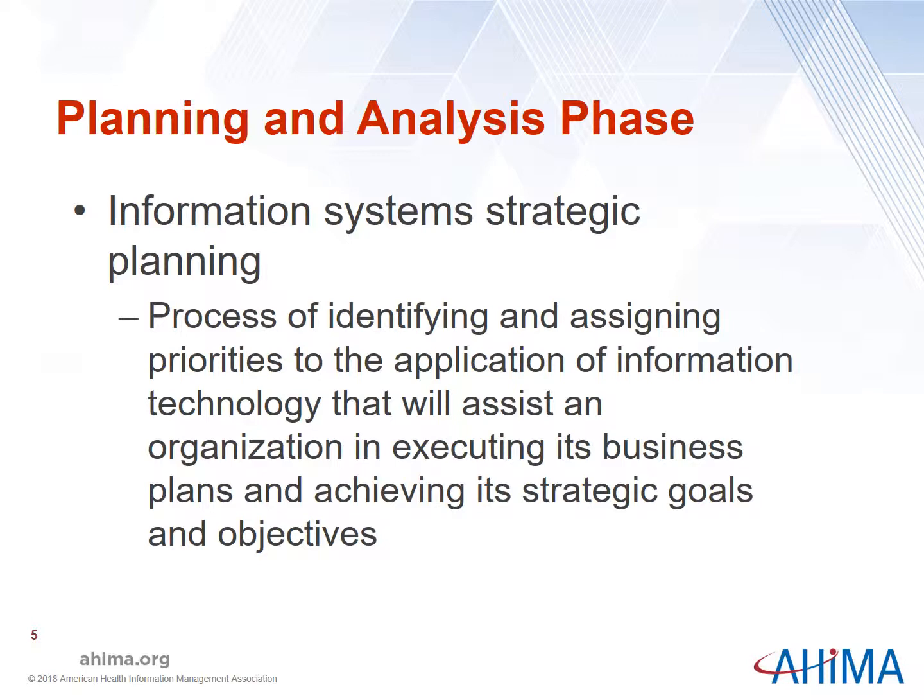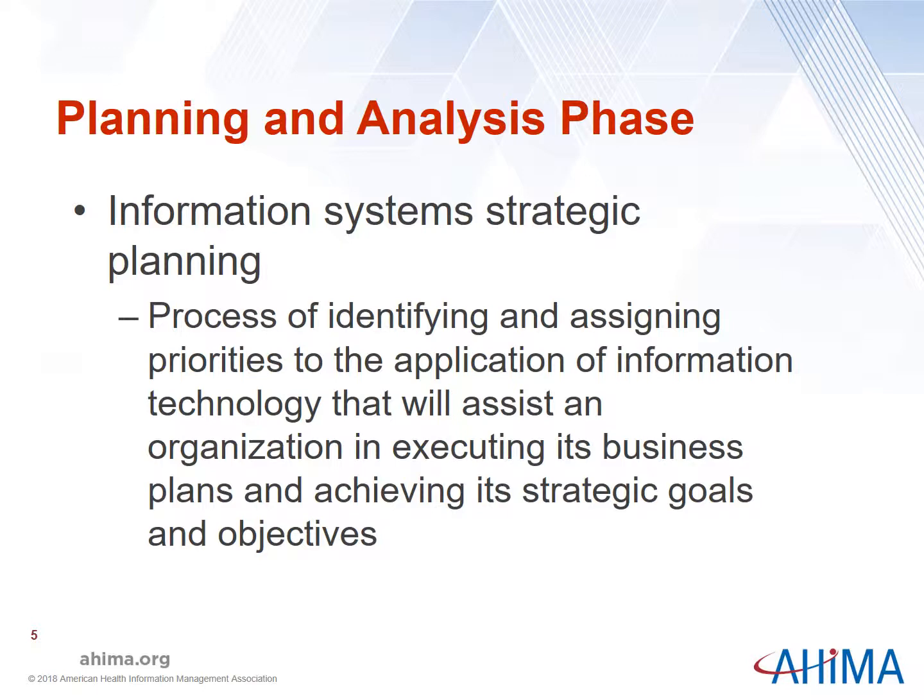Information system strategic planning means identifying information systems needed to meet the healthcare facility's business objectives. IS strategic planning is defined as the process of identifying and assigning priorities to the application of information technology that will assist an organization in executing its business plans and achieving its strategic goals and objectives.